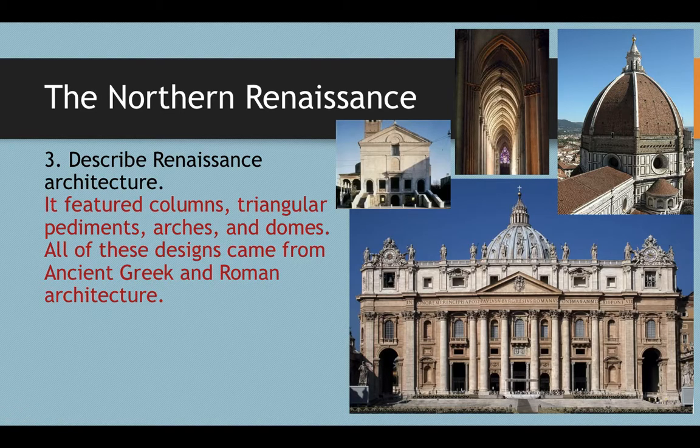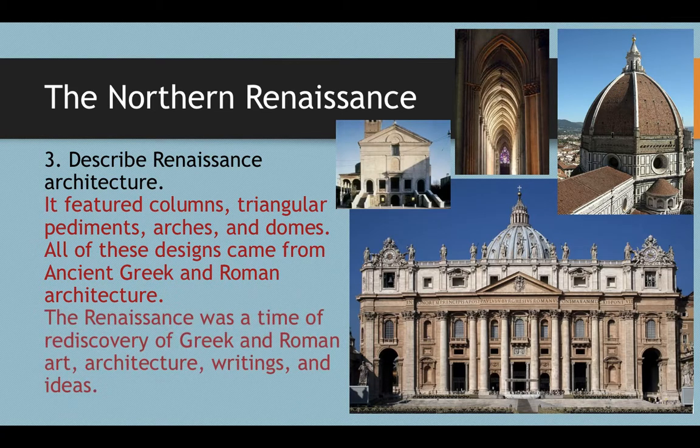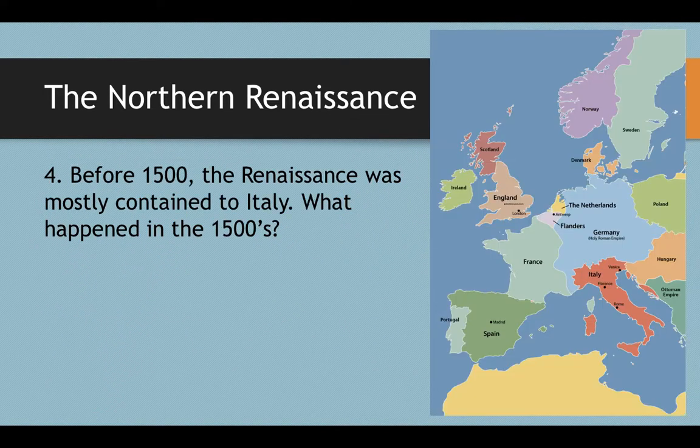You have pediments, you have arches, okay, like you see right here. Okay, and you have domes as well. This is Brunelleschi's dome, Filippo Brunelleschi's dome in Florence. Right, so you have all these different, very difficult forms of architecture that are really just beautiful and make for great buildings. And the Renaissance was a time of this rediscovery of Greek and Roman art, architecture, writings, ideas, you name it. It was the rebirth of ancient Greece and ancient Rome.